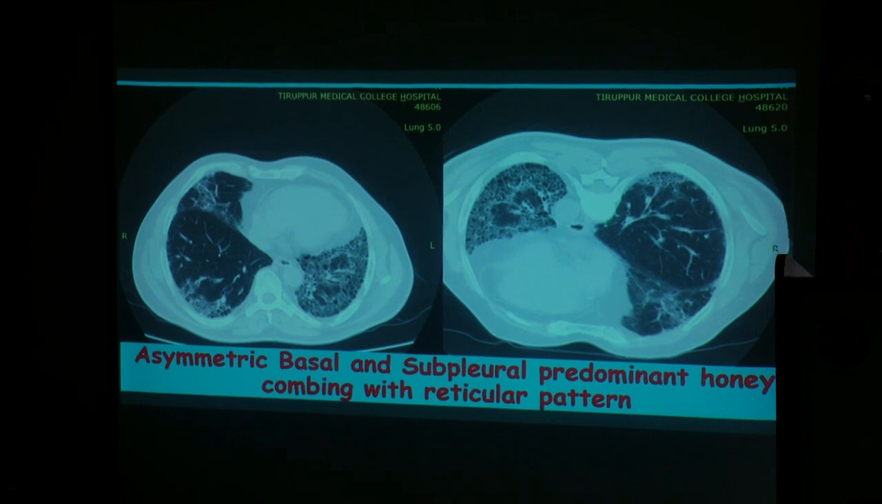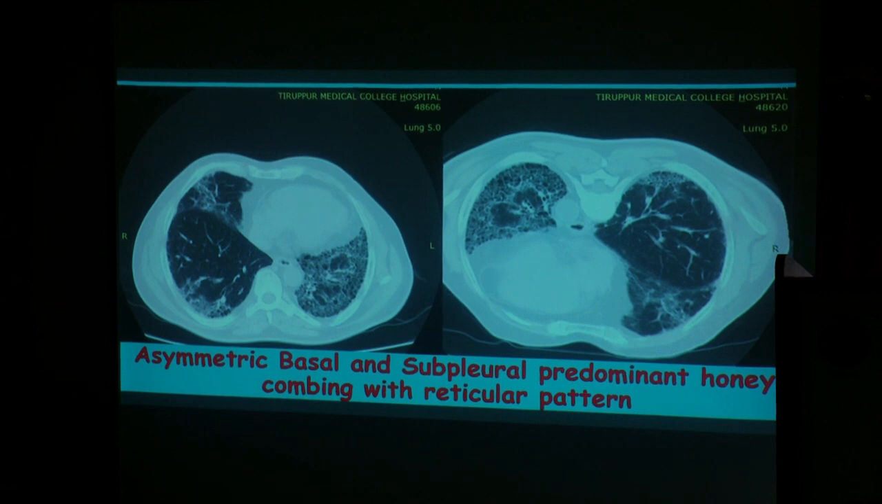So whenever we suspect ILD, we always take supine and prone imaging, volumetric acquisition, 1 mm cuts, and here you can see asymmetrical honeycombing in the basal and subpleural location. Can anybody define honeycombing?